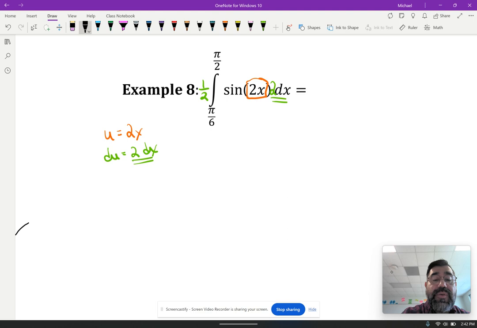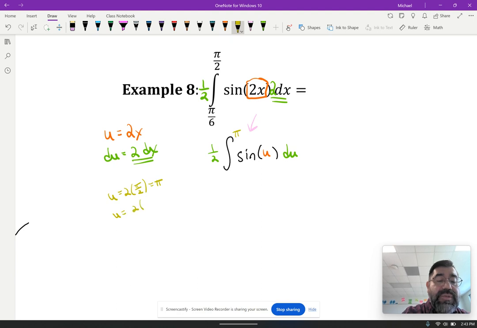And so now I'm going to say this equals, or maybe I'll do that pink arrow that I did before, the integral of sine of u, and the 2dx I can replace with du. Don't forget, I still have this 1/2 in the front. And then let me change these u values. So u is 2 times my x value. The top x value is pi over 2. So that's going to produce just pi. u is equal to 2 times pi over 6. That's going to reduce down to pi over 3. And that's my bottom limit of integration.